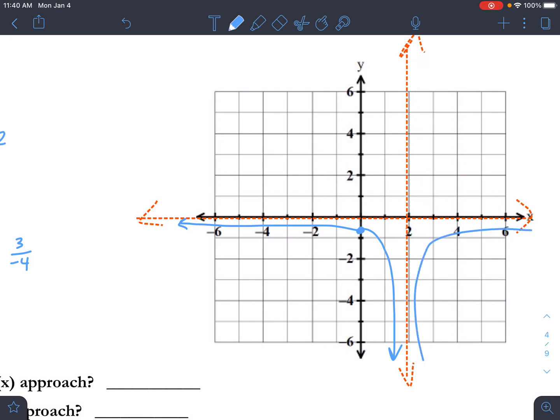Or is it like this? Those are the only options, guys. So what you want to figure out is you're going to take a value, such as 3. You want to look right next to the vertical asymptote. So don't plug in like 6. Plug in right next to it. So since it's at 2, I'm going to plug in 3.